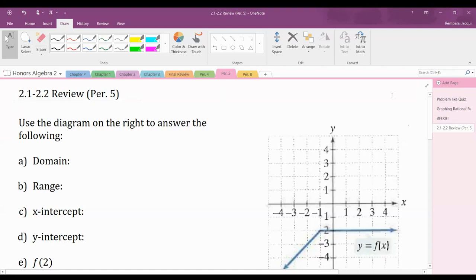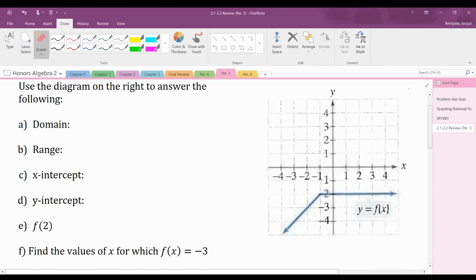Today we're going to review sections 2.1 and 2.2. So remember in section 2.1, part of what we were doing was looking at a diagram and then answering a bunch of questions from it. So we're going to use the diagram to the right to answer the following.